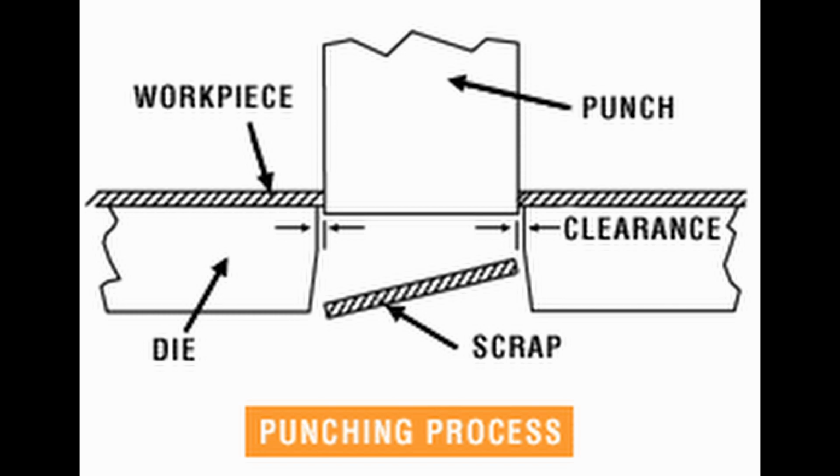This is the most basic illustration of the punching process, where the left and the right side is the die and there is a gap of clearance in the middle, and then the shaded part is the workpiece, which is the metal sheet, and once the punch goes through, it will create a scrap, which is the product. In our case, it is the washer.